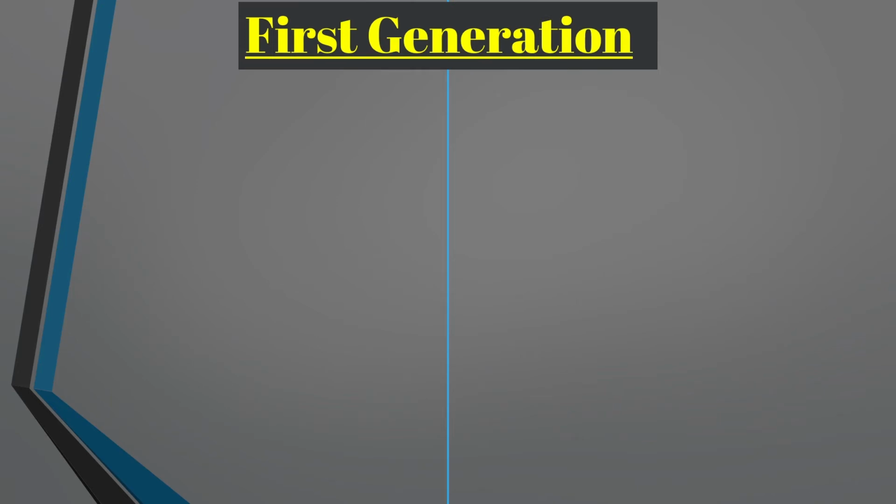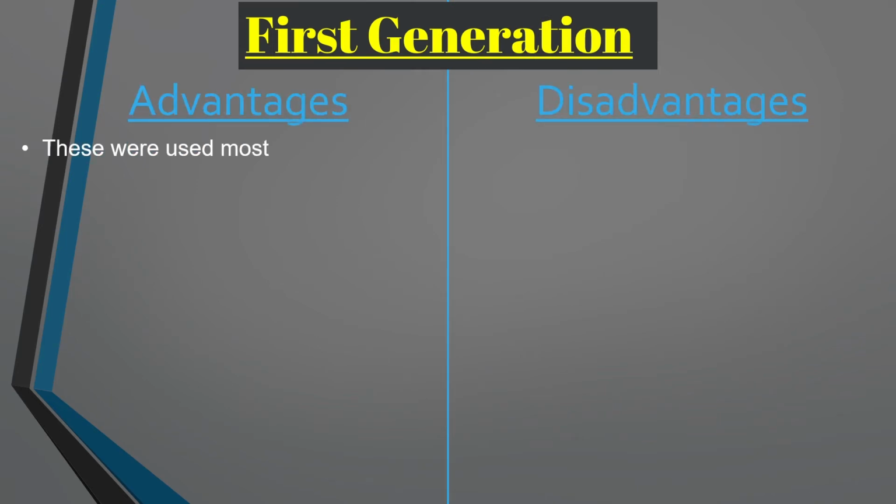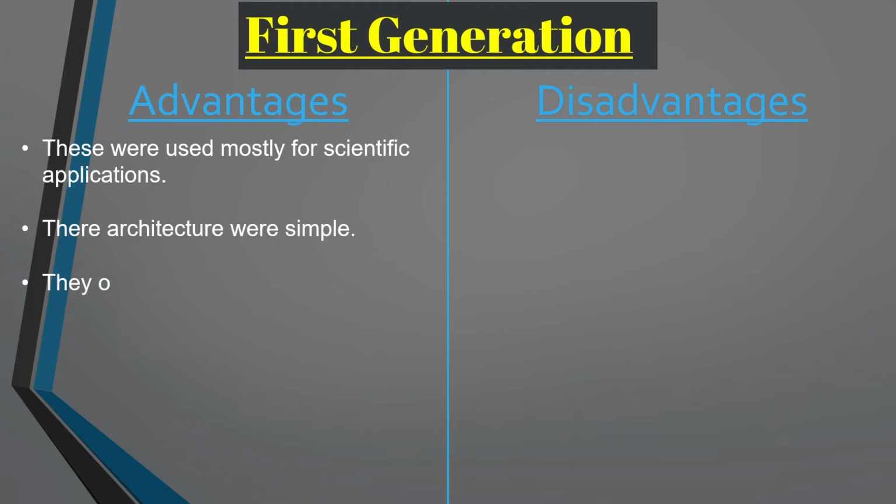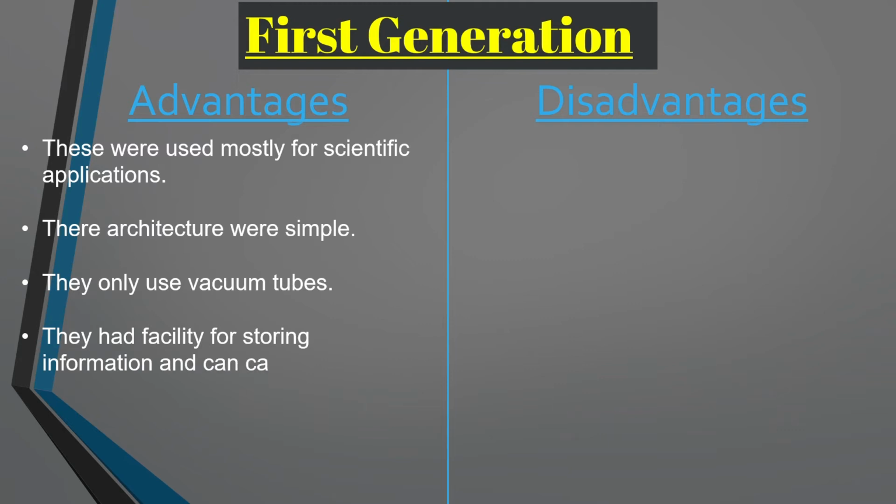In the first generation, there are some advantages and disadvantages. The advantages are these computers were mostly used for scientific applications. That means they cannot be used for general purpose. Their architecture was simple. They only used vacuum tubes, so there is no problem of complexities of other components. They had the facility of storing information and could calculate the information in milliseconds.